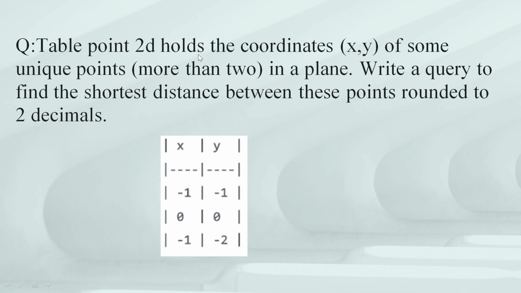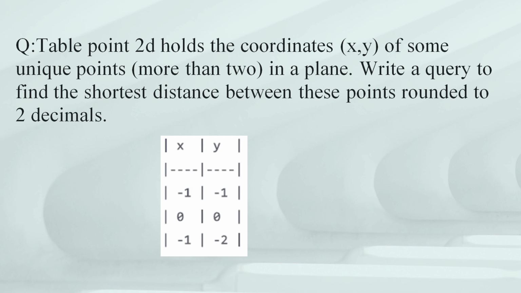Table point 2D holds the coordinates x, y of some unique points, more than 2, in a plane. Write a query to find the shortest distance between these points rounded to 2 decimals. Here is the table. In a given table named point 2D, we have unique coordinates x, y representing the points in a 2D plane. The task is to write an SQL query that calculates the shortest distance between any 2 points in the table. The result should be rounded to 2 decimal places.